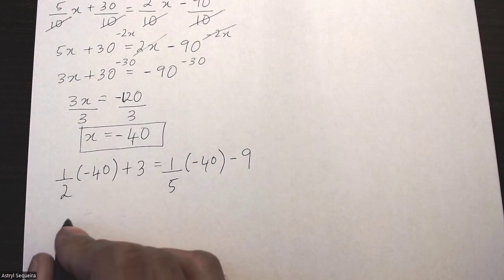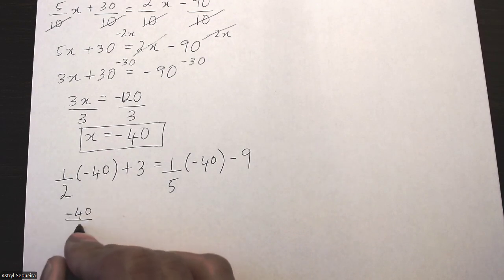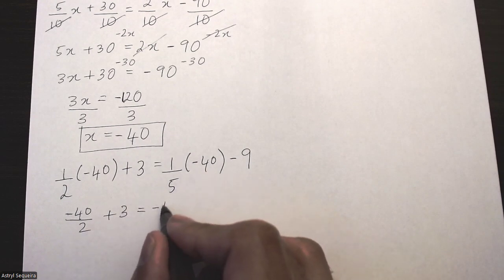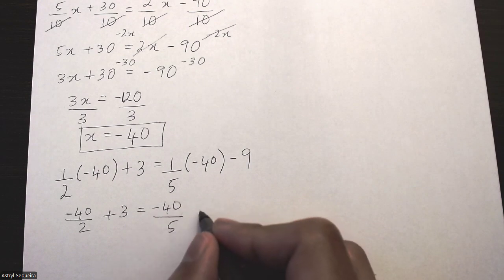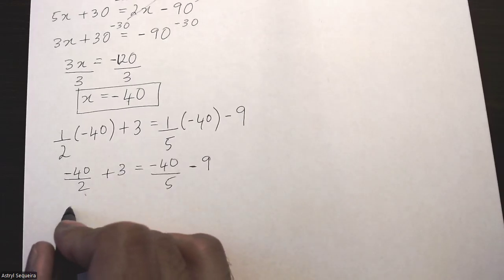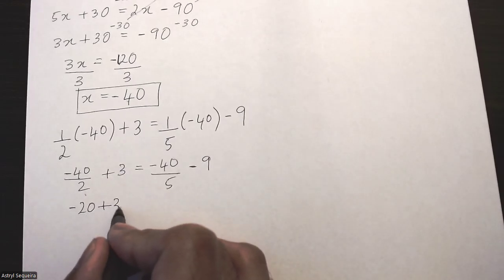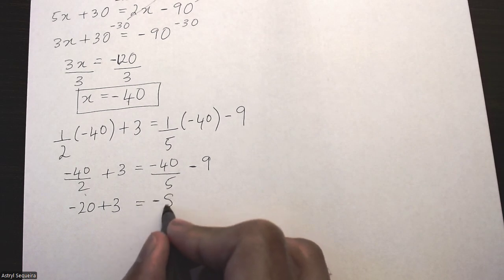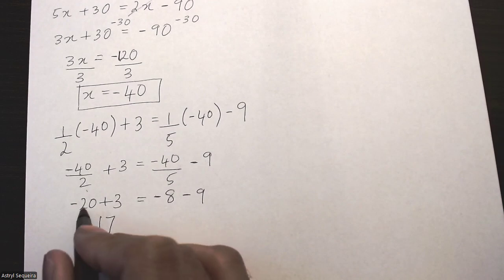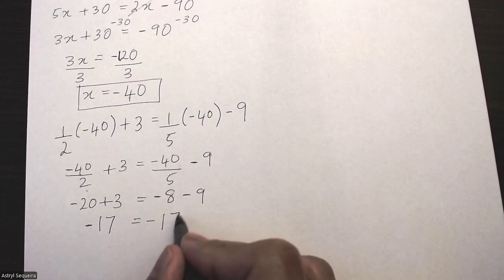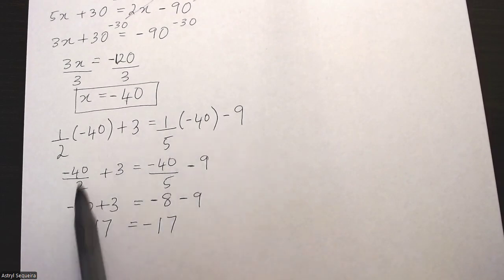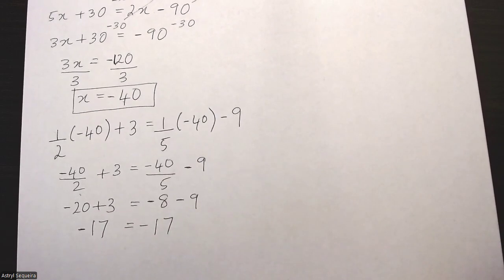So 1 times negative 40 is just negative 40 over 2, and then plus 3. And over here, we just have negative 40 divided by 5 minus 9. Negative 40 divided by 2 is negative 20. Here it's negative 8. And then we just have negative 17 equals negative 17, so we know our solution is 100% correct in this question because we did this little check over here.